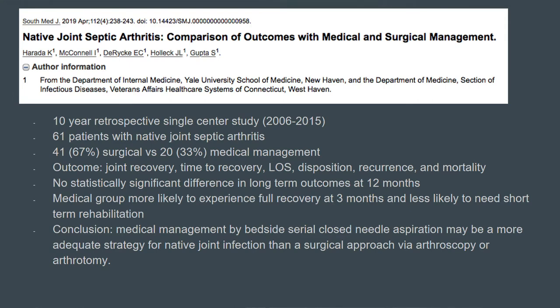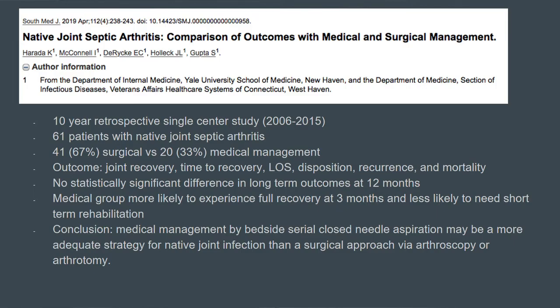Here, they had 41 patients that were managed surgically with arthrotomy or arthroscopy versus 33 that were managed medically. They looked at joint recovery, time to recovery, length of stay, disposition to home or rehab, and overall mortality. They found no significant difference in the outcome at 12 months. The patients that were treated medically with arthrocentesis were likely to experience full recovery at 3 months, and they were less likely to need short-term rehab after discharge.